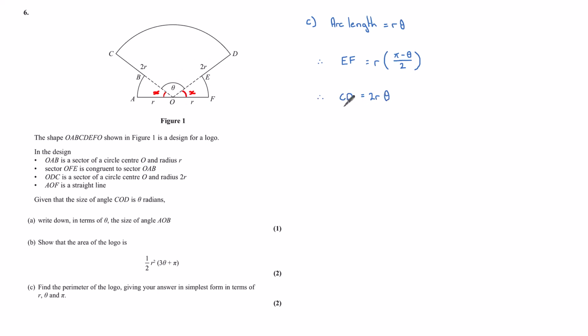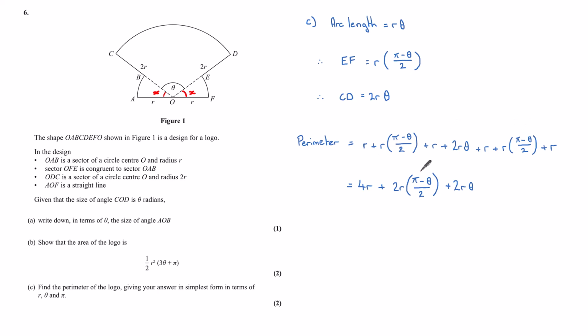Now that I have the arc lengths, I can find my perimeter, which is the lengths around my shape. I'm going to do this clockwise. Starting from O, my perimeter is r, then EF, which is r (pi minus theta) over 2. This length here is r, since this radius is 2r but this has a radius of r. This leaves me ED as r. Now plus CD, which is 2r theta, plus r, plus r lots of (pi minus theta) over 2, plus r again to get me back to O. So I've added all of my sides together.